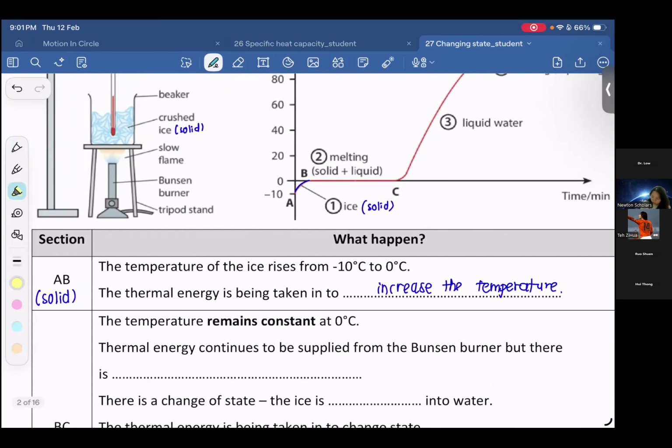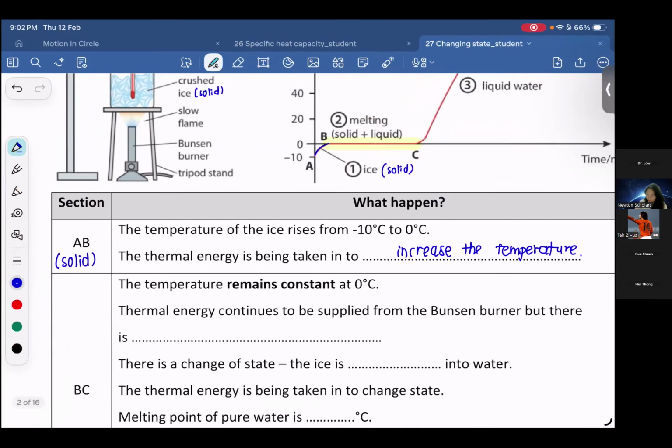So we observe this part, section B and C. For this part, you will find that, hey, teacher, the temperature remains at 0 degrees Celsius. Did we stop supplying the heat? My answer is no. We still continue supplying the heat. But teacher, why doesn't the temperature continue to increase? Because at section B and C, they absorb the energy and use it to change the state. Okay, change the phase here.